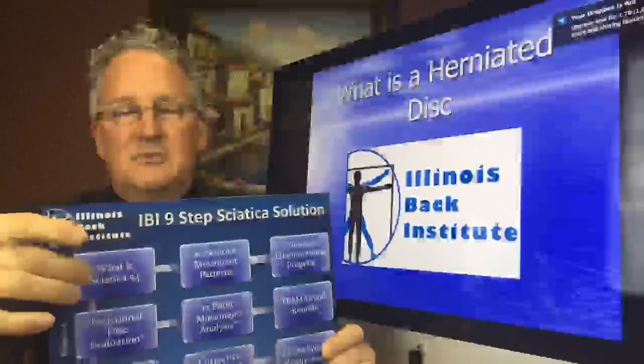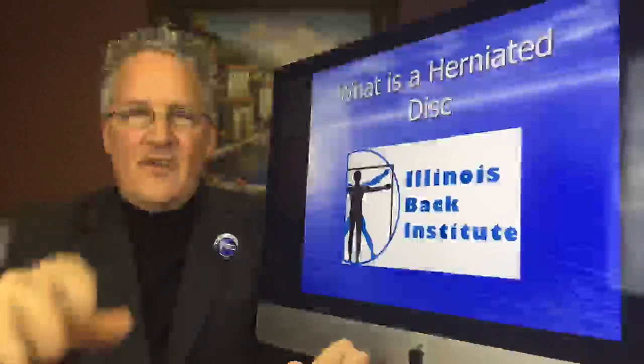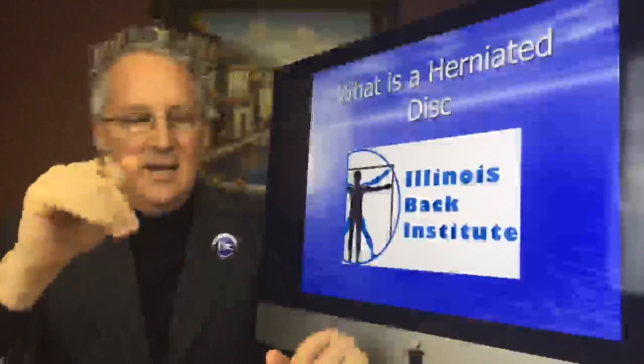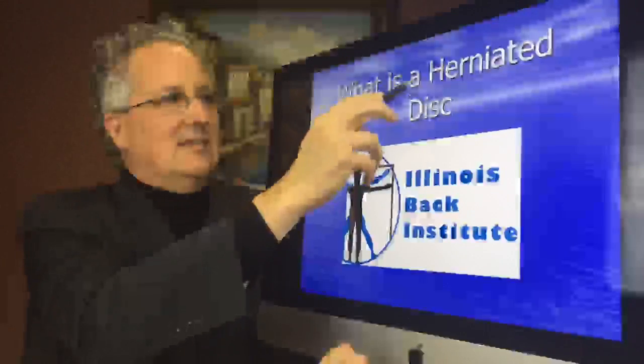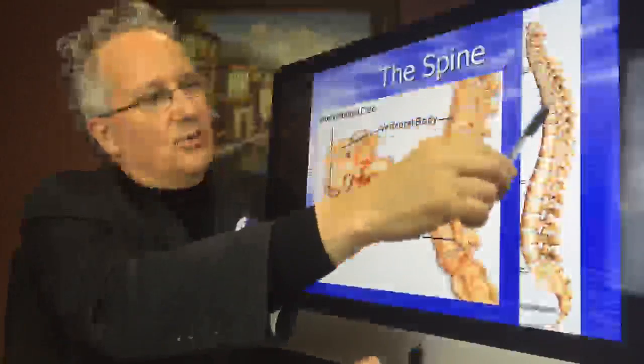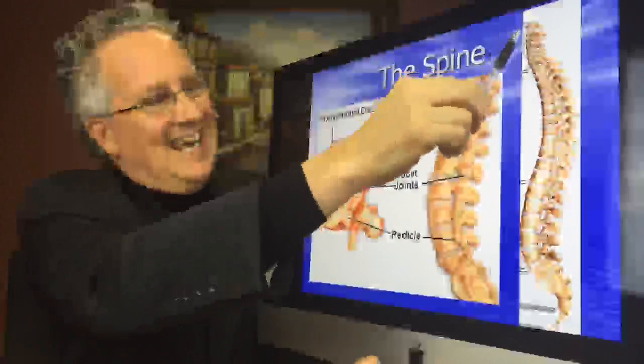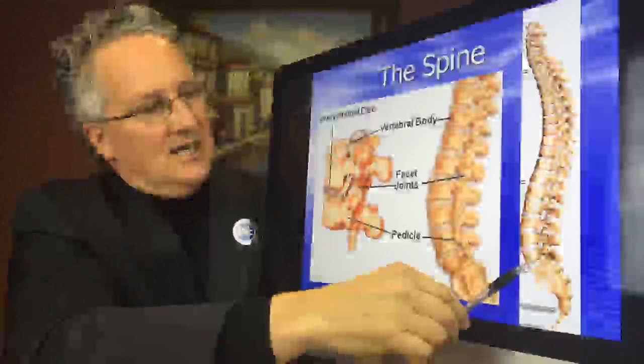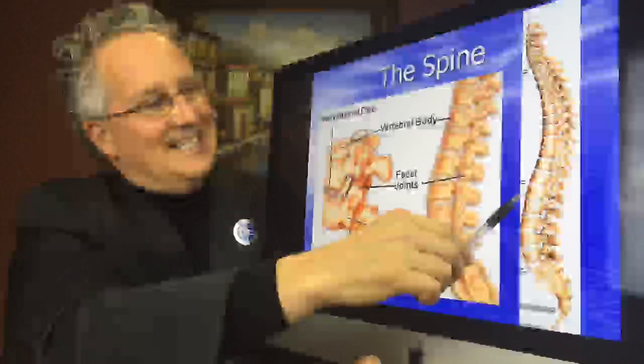And one of the things that we talked about was the 5 causes of sciatica. And one of the causes is the herniated disc. Important to know where the disc is, but typical spine is 24 vertebrae between the head and the hips. And in between each vertebrae there is a disc.